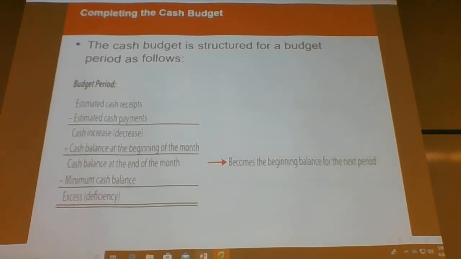Now, if we're going to really talk about this from the perspective of management planning, we have to account for that minimum cash balance that we want to have. We subtract that minimum cash balance out from the cash balance at the end of the month, and what we're going to find is that we either have some excess cash or we are deficient in cash. And quite honestly, we don't want to have too much excess cash on hand, and we certainly don't want to have a large deficiency. So this is a part of the overall planning process, making sure that we have enough cash to operate, but not so much cash that is just sitting around idly doing nothing for us.